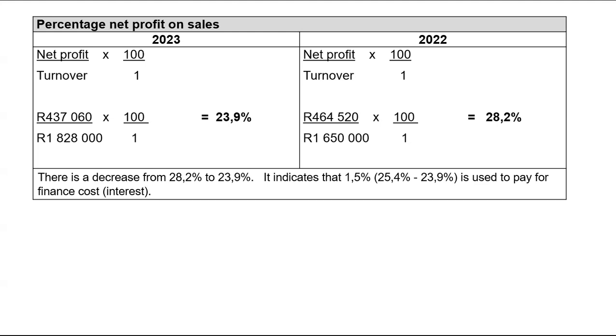Okay, it indicates that 1.5% is used to pay for finance cost, and that is your interest. Okay, and I have a question: how did they get that 1.5%? They took your operating profit on sales and compared that percentage to your net profit on sales.